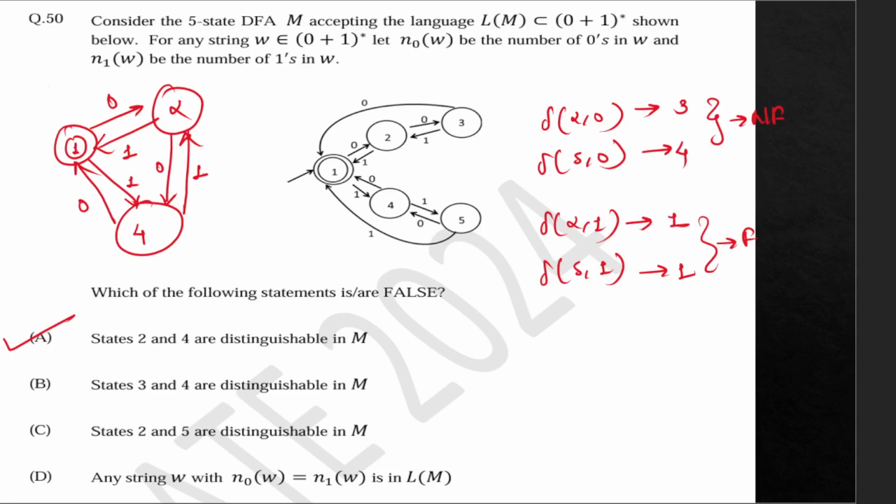Again we are going to get the same. So how can we distinguish here? That is why C is also incorrect. Okay? That is why C is also incorrect.